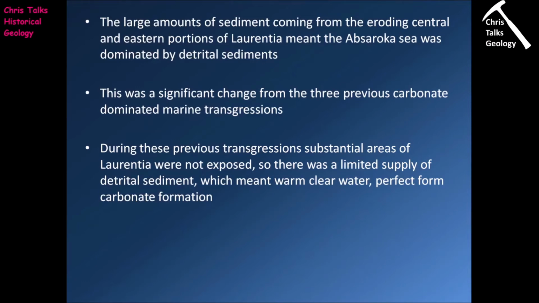So this obviously differs significantly from the earlier transgressive events which covered North America during the Paleozoic, because of course we know that these Epeiric seas were essentially clear, shallow and warm, and so they would have been perfect for carbonate formation. So we know the Sauk, the Tippecanoe and the Kaskaskia, they were all carbonate dominated seas. In terms of the Absaroka, it was dominated by clastic sediments, mostly muds and sands.